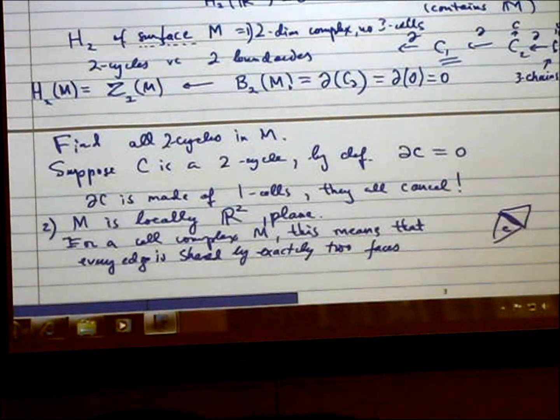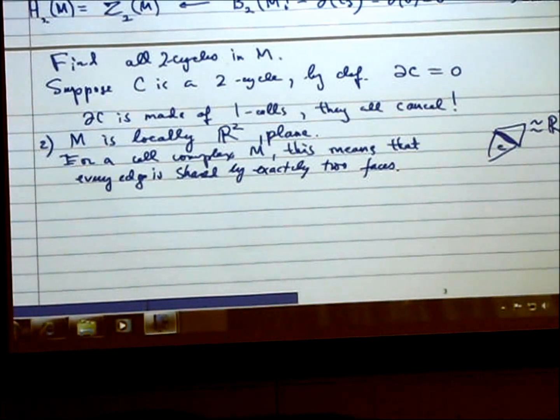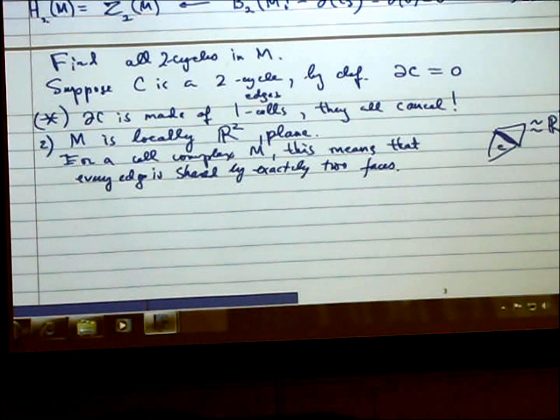Okay, that helps. We're going to use it right here. We want all of these one cells, edges, to cancel, right? So what does it mean? Don't you have to have some kind of orientation for them to cancel? Well, yeah, we're not going to jump as far just yet.